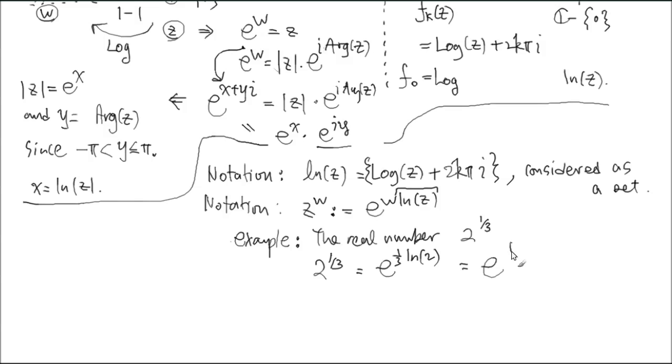Here's e to the 1/3 ln 2. What does this ln 2 represent? It's a complex number, right? So there's a real number ln 2. Maybe we should write it like this. It's terrible notation right now, but it's the real part. What is the imaginary part? ln 2 as a complex number, what is the argument, right? That's what we're asking.